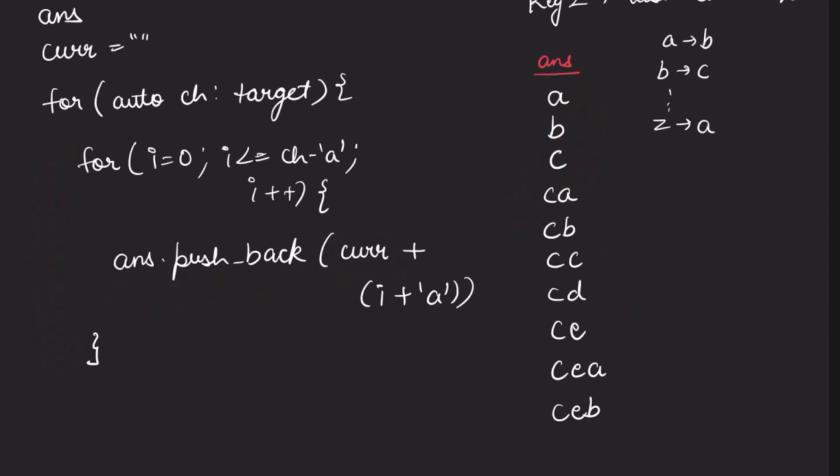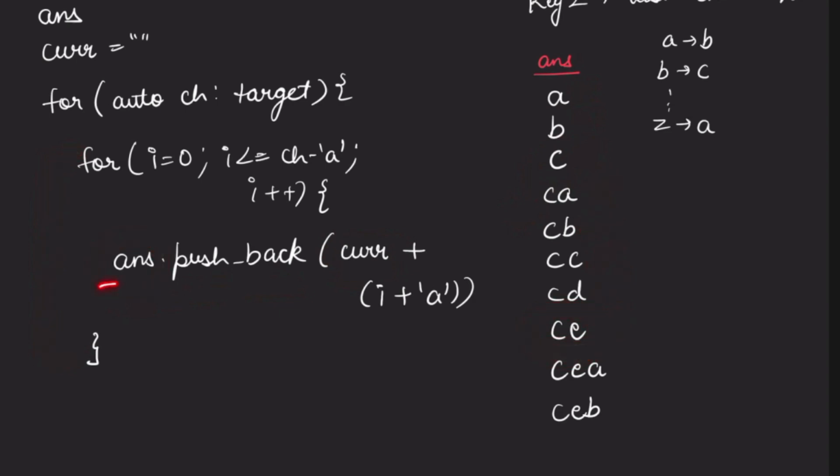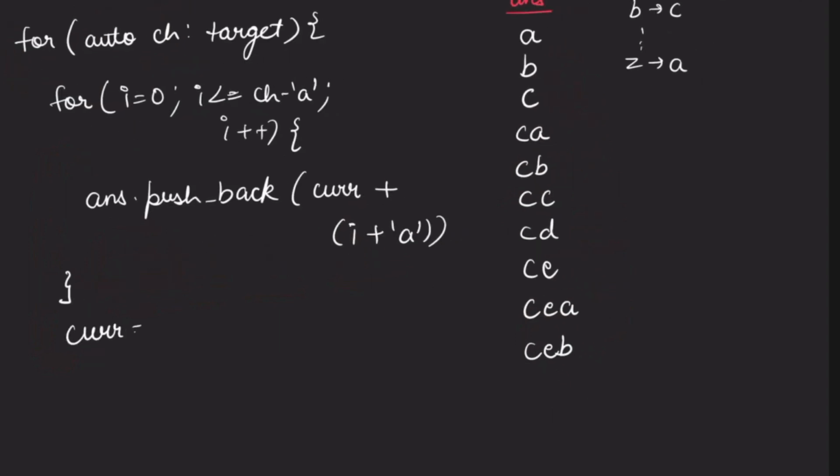And similarly, for the second character, for all these strings, this loop will run, and at the end, you will have CE as your current string on the screen, right? And CE will also be present as the last element in your answer vector, right? So, can I say that whatever is the last element in answer, that is my current string on the screen for the next character, right? So outside this loop, what we'll do is, in current, we will write answer's back, right?